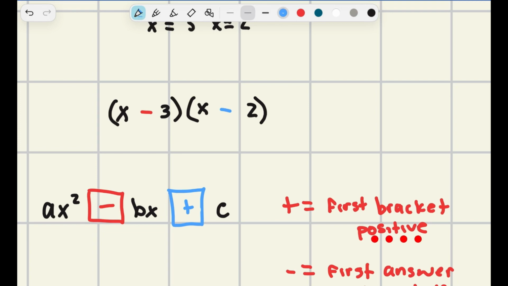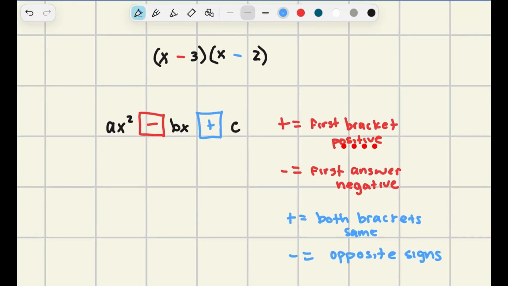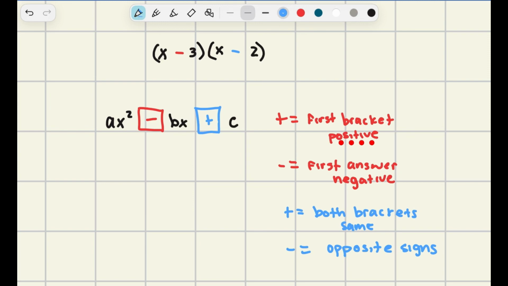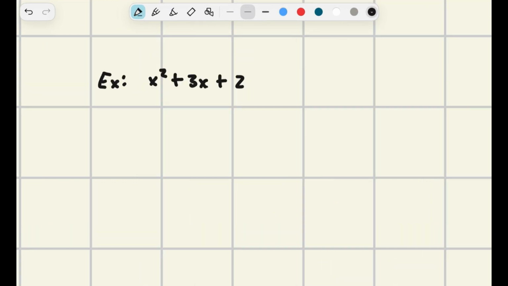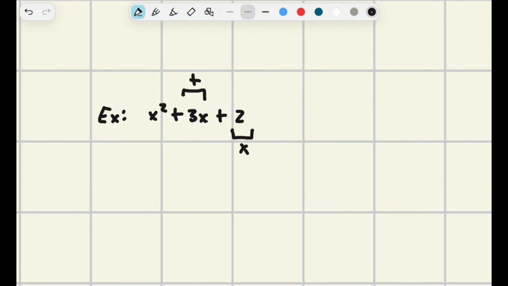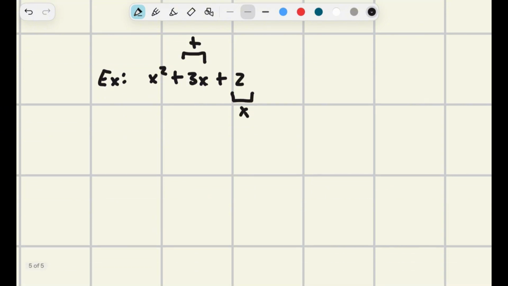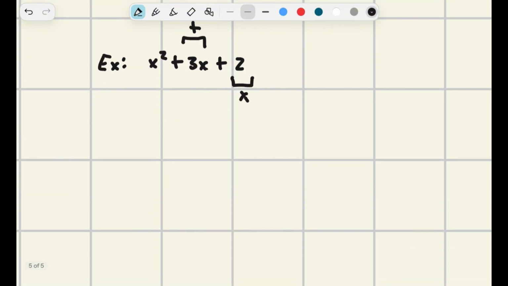So they're both negative. Okay, now that we know the rules on how the signs work, let's go ahead and do an example. To figure out our factors, we have to find two numbers that multiply to our third term, but those same two numbers have to add to our second term. So let's just try some numbers out here.